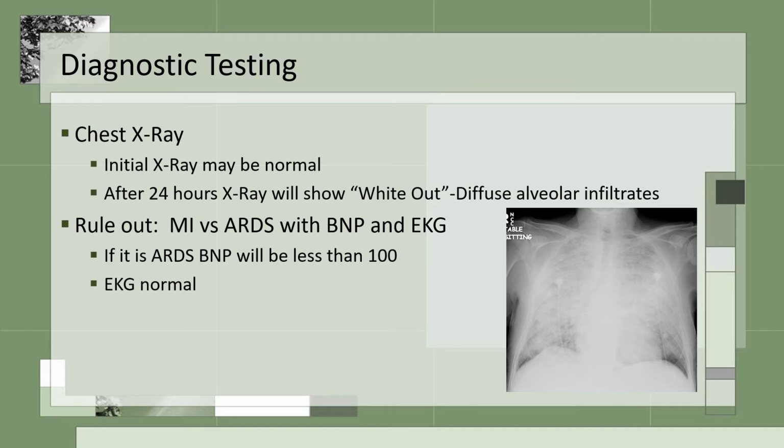The diagnostic testing for ARDS, initially it will be an x-ray. Your first x-ray, when your patient first gets there, may be normal. But after 24 hours, the x-rays will show whiteout or diffuse alveolar infiltrates. Basically, that's all that fluid. We also need to rule out MI versus ARDS by doing a BNP and an EKG. If it is ARDS, your BNP will be less than 100 and your EKG will be normal.